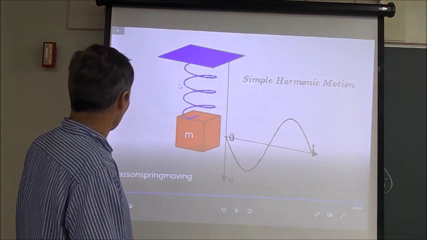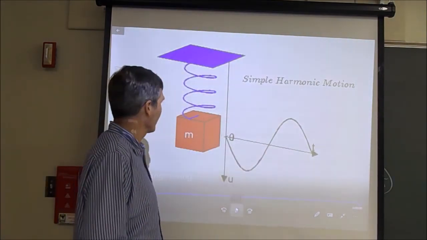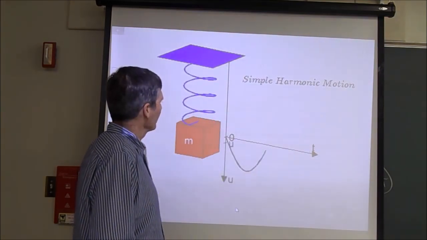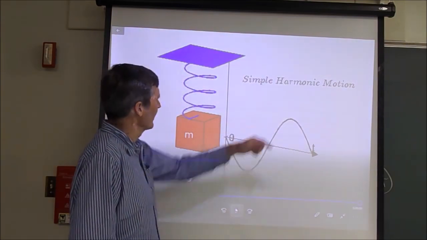So this is what it does, the mass goes up and down. We plot its displacement here, and it moves with this simple harmonic motion, we call it. It's a sine wave.